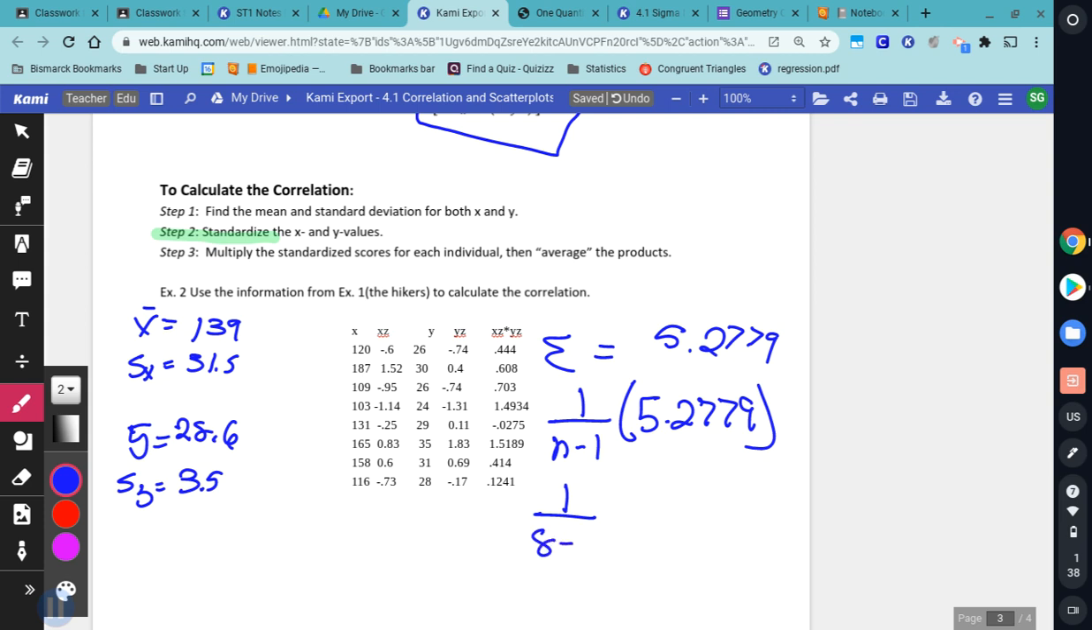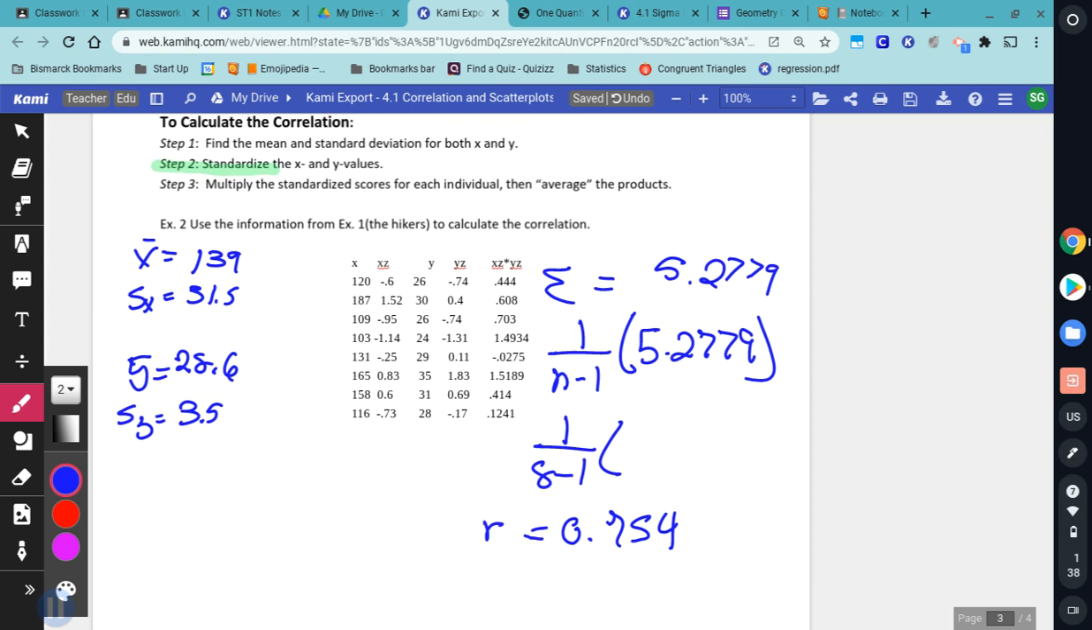So it's 1 over 8 minus 1 times that. So let's see, that number divided by 7. So our answer is 0.754. That is our correlation coefficient. That is our R. All right? And that's as far as we're going to get today in the notes. How to calculate R.